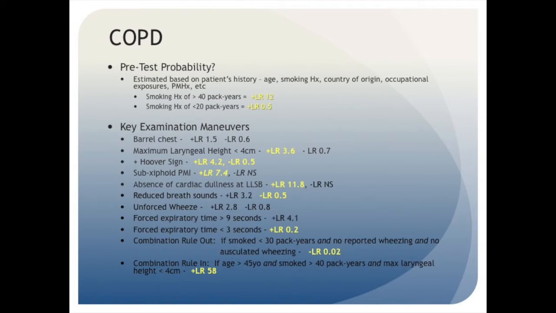Now, maximum laryngeal height less than 4 centimeters is a sign of more advanced stage COPD. So its positive likelihood ratio is fairly good, meaning that if you discover this sign, it becomes quite a bit more likely that this patient has COPD. However, its negative likelihood ratio of 0.7 is not very significant, meaning that if the sign is not present, it doesn't necessarily rule out COPD. They may just have a milder form, or they may have other aspects of their anatomy that prevent you from noticing this. Let's learn a little bit more about how to assess the laryngeal height.